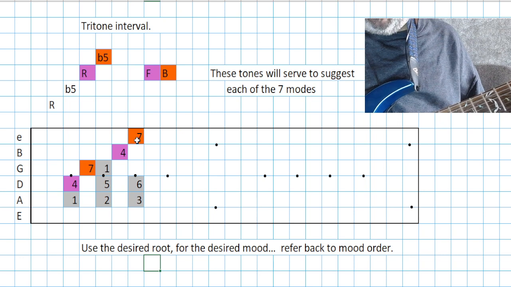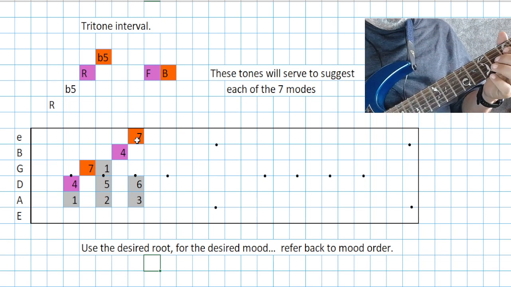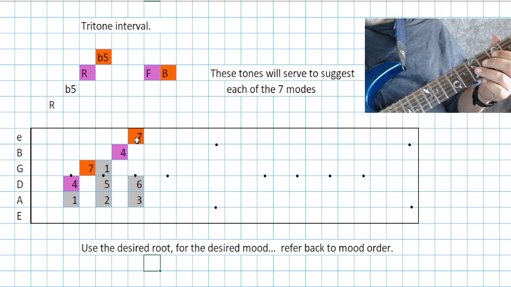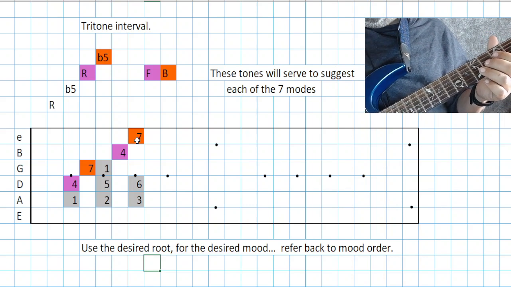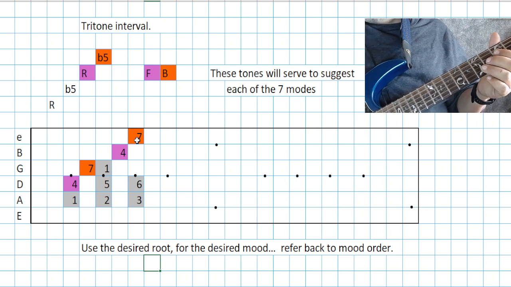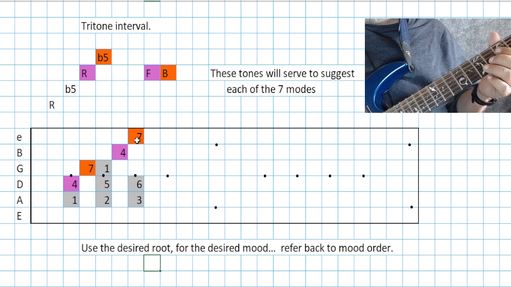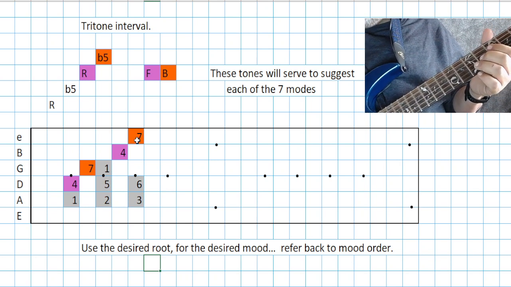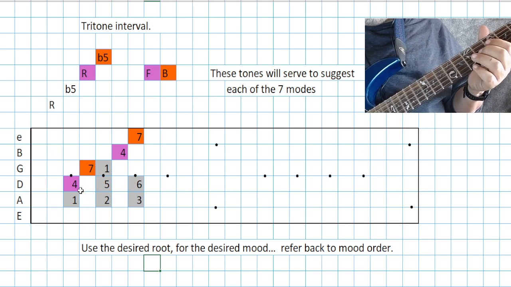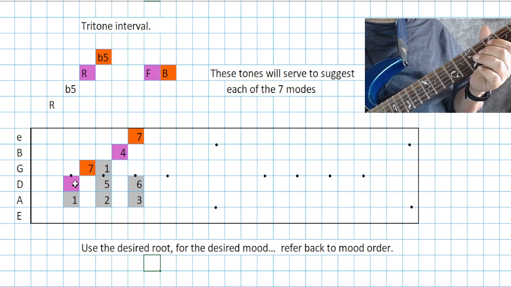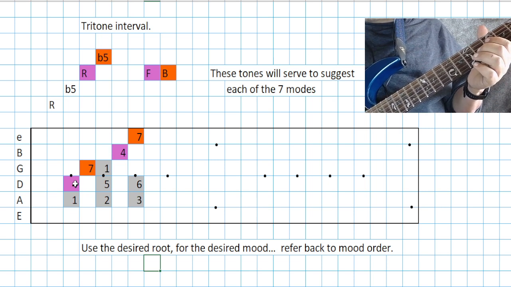So yeah, the really cool thing is that these two notes are the tones that are character in all of the modes. How can that even be? It didn't even sound possible at first, but when I researched it, it was true. So we used the desired root for the desired mood, referred back to the mood order. Okay, so let's say my song is kind of sad, but there's kind of light at the end of the tunnel.